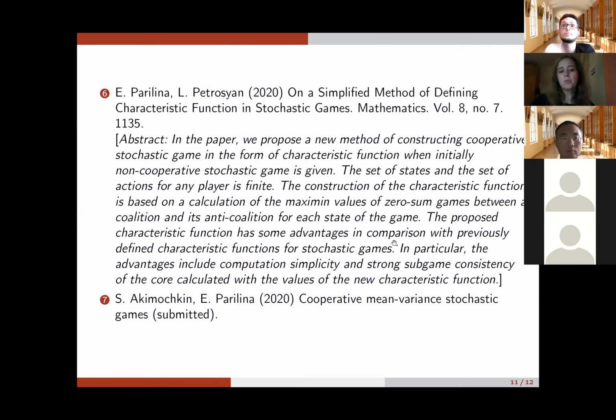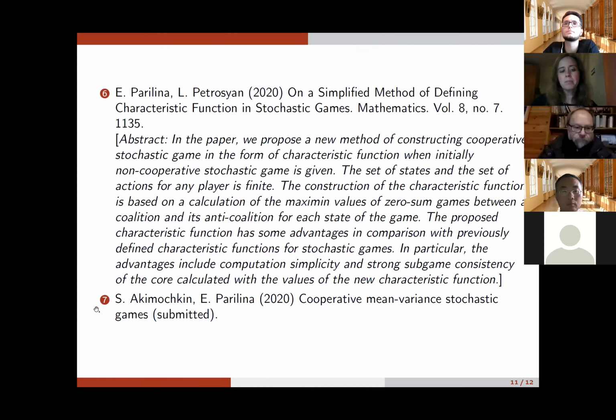We also prove that there is a nice property of this method. If we construct a core based on this characteristic function in a stochastic game, this core will satisfy the property of strong subgame consistency. This is something like a construction of a subcore with this nice property. So it is a nice method of simplification to get some nice properties of the core.